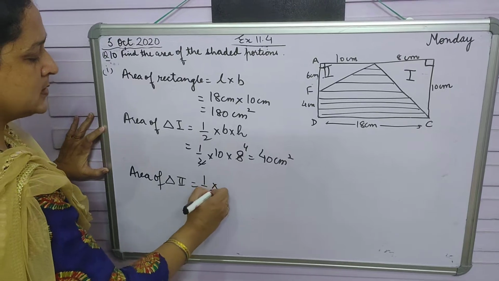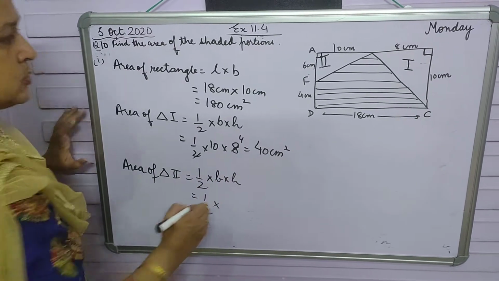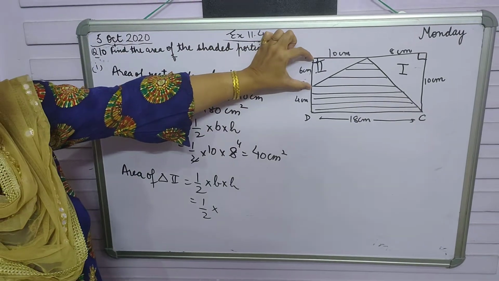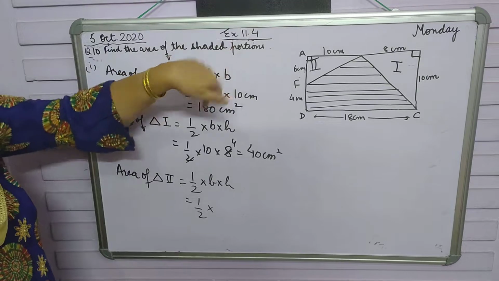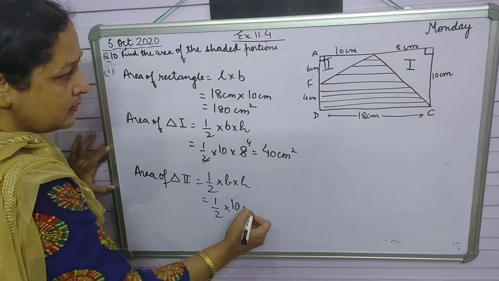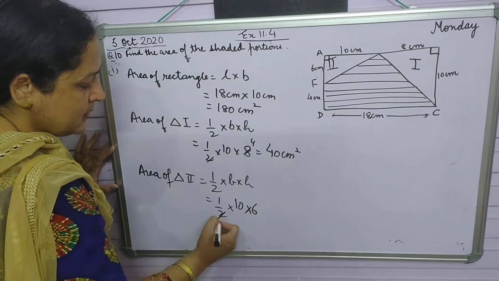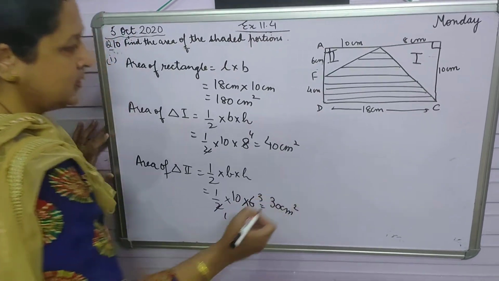Area of triangle 2. Again the formula is the same. This is also a right angled triangle. So one side will act as base and the other side will act as altitude. You can interchange this. This is not going to make any difference. So it is half into 10 into 6. So it comes out to be 30 centimeter square.